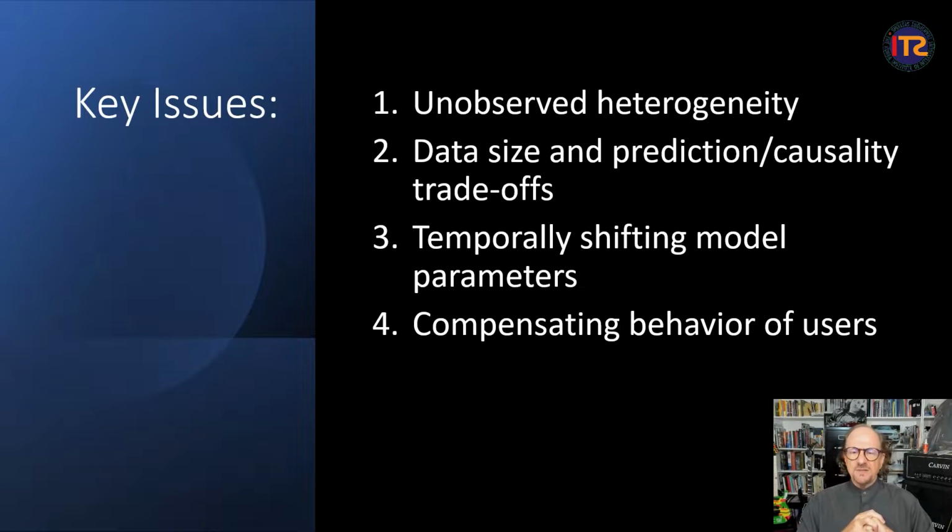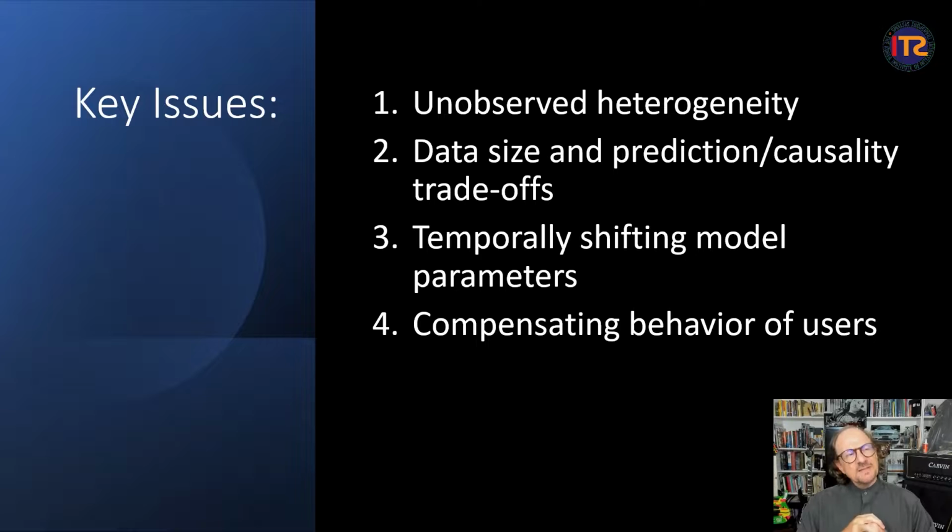The next one is data size and the prediction-causality trade-off. In years past, you would have a couple thousand observations, about the maximum data size you would get. But in today's environment, you can have hundreds of thousands, even millions of observations. So data size limits what analytic approach you use. But the analytic approaches that are very good for large data are not very good at uncovering causality. They're great for prediction, but they don't uncover the causal effects. I'm going to talk about some of the trade-offs involved there.